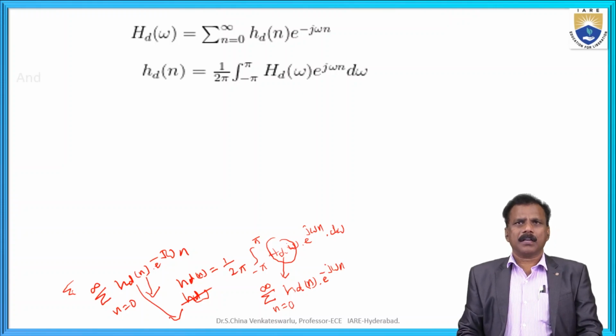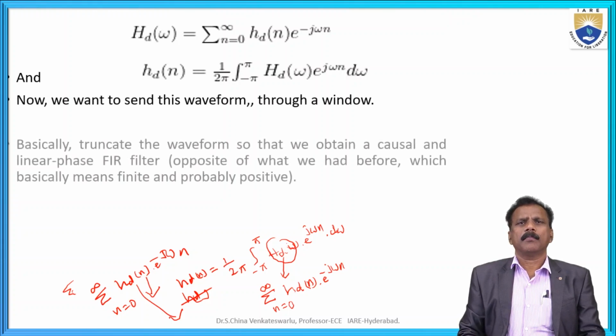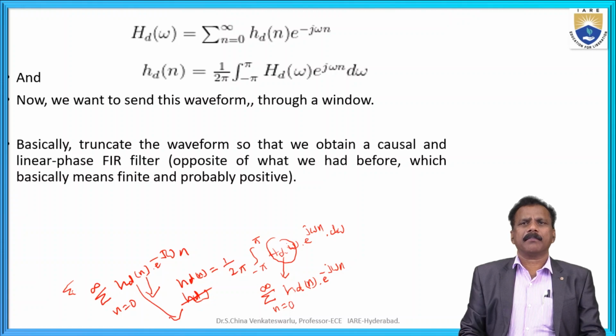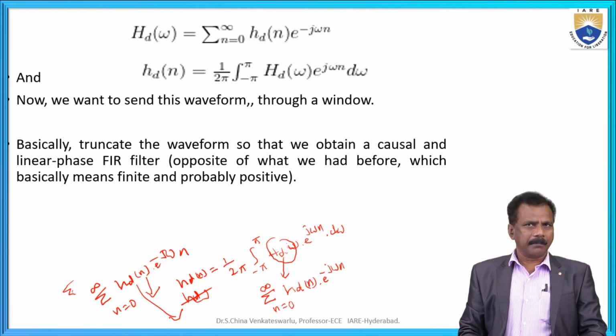So with this, now we want to send this waveform through a window, basically truncate the waveform so that we obtain a causal and linear phase finite impulse response filter. It is the opposite of what we had before, like an IIR filter, which basically means finite and probably positive.